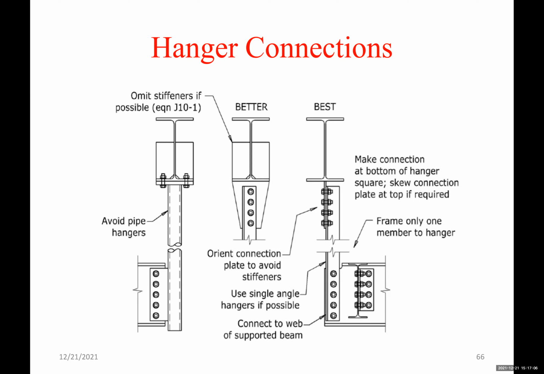Now, the best option on the right is by having a gusset plate oriented in the same direction as the web in the middle. This way, the load is taken by the web directly, and the hanger itself, actually the angle, is connected by fewer bolts, as you can see, without any reinforcement.